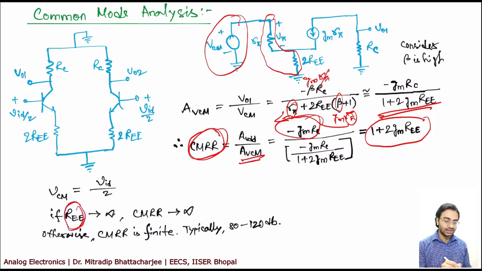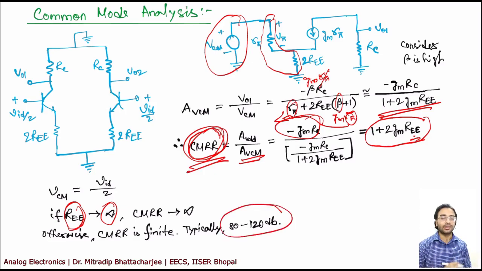If REE is infinite, which is the case of an ideal current source, put infinite over here, your CMRR is infinite. It's an ideal circuit. But in practice it is not infinite. There is a finite value of REE. So you will get a finite value of CMRR, and this is typically 80 to 120 dB. So this is the purpose of doing this analysis.